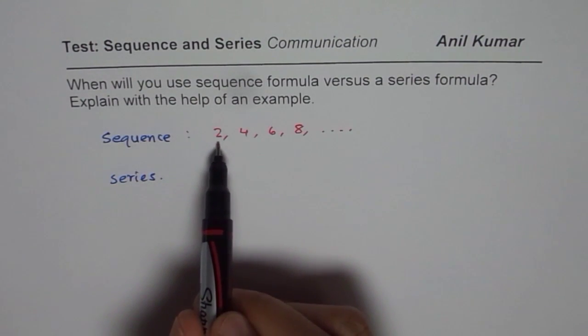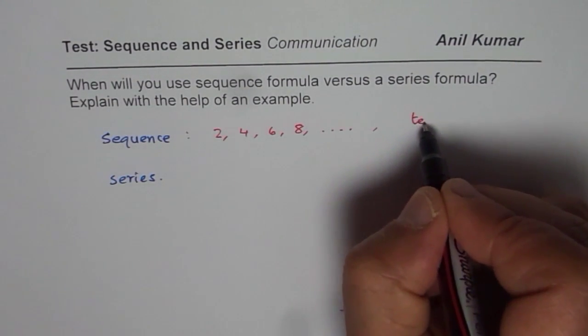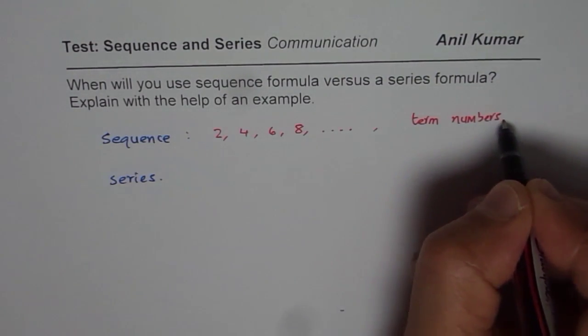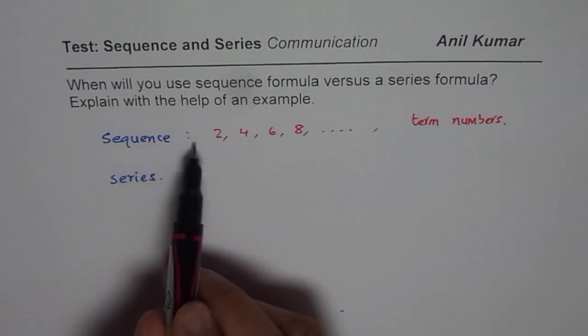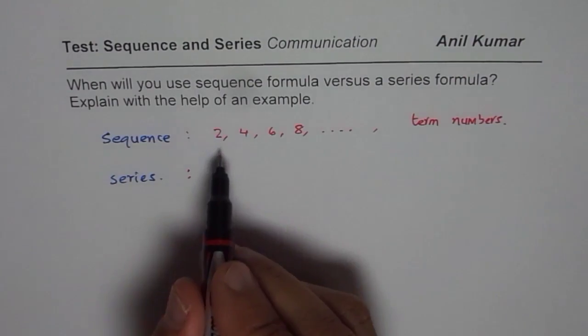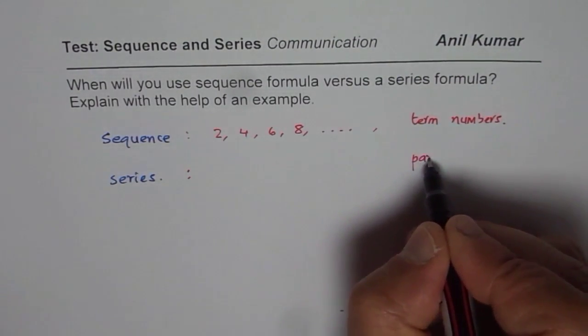Now first term is the first term given, that's the second term. So here we have term numbers, right? So whenever we are talking about term numbers, then we are referring to a sequence. Now in series, what happens? In series, we actually find partial sum.